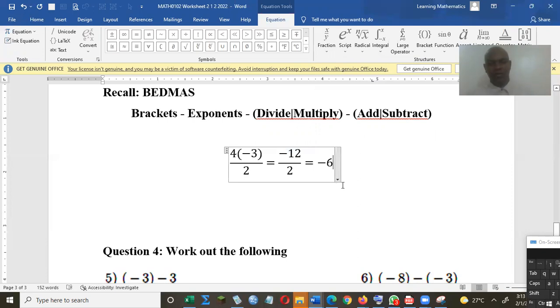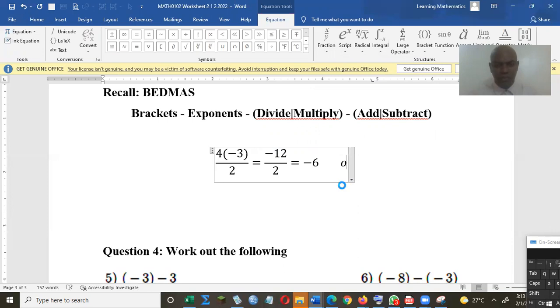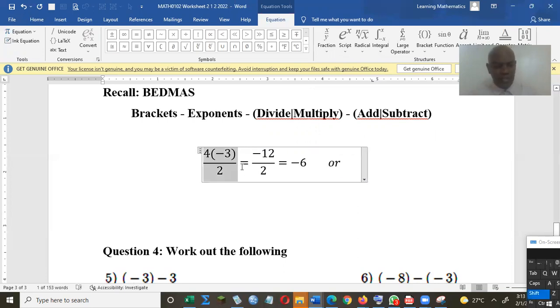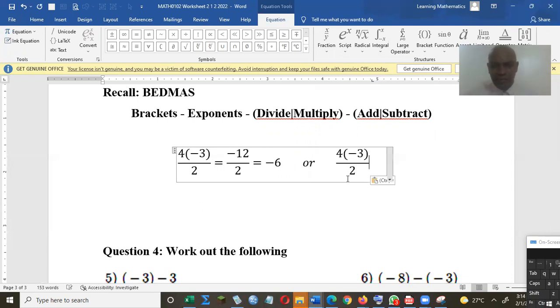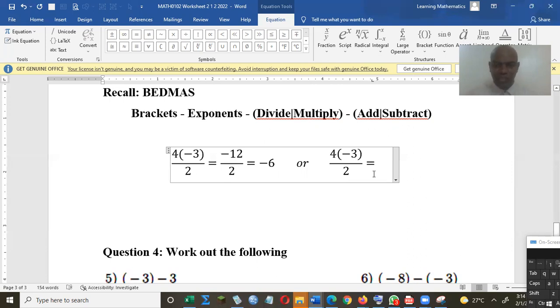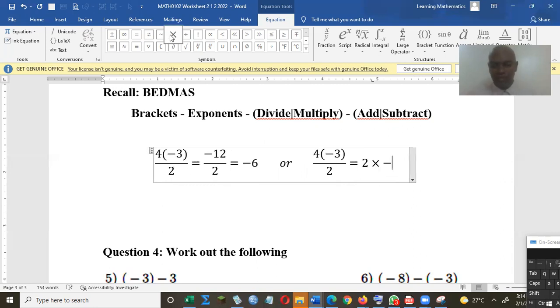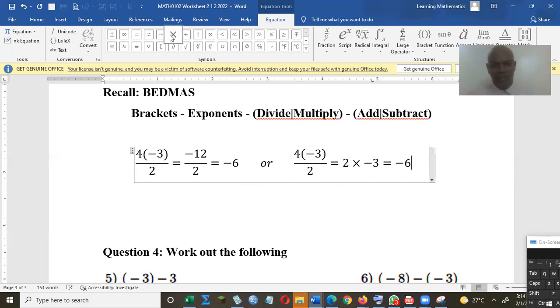Okay. Or, you put an "or" there. Let me just highlight this. Or, just for your benefit, paste. If you decide to divide by 2 first, 4 divided by 2 is 2. So you're going to have a 2 times negative 3. You're going to have negative 6. Okay.